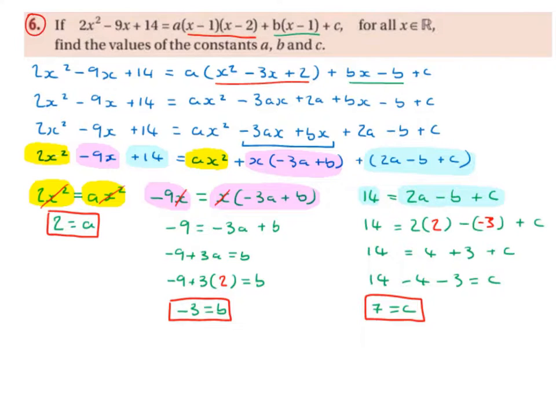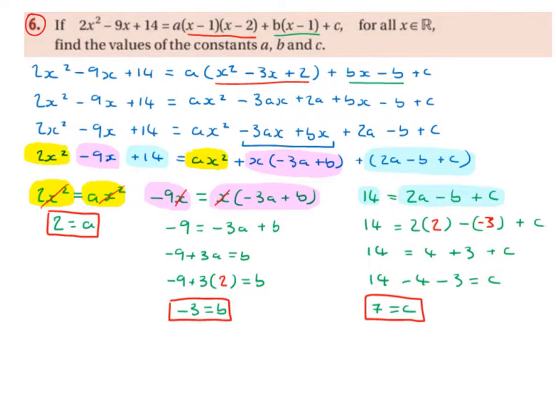And then we're going to group together the like terms. So on the right hand side of the equal sign, we only have one x² term, which is the ax², so we just bring that down. And then we're going to group together the −3ax and the +bx, because they both have x's. And then anything that doesn't contain an x² or an x is going to be left at the end. So that's 2a − b + c.